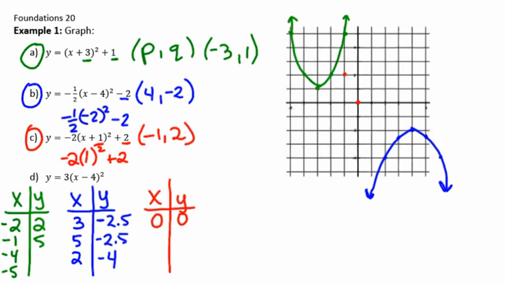On the other side would be negative 2. When x is negative 2, negative 2 plus 1 is negative 1, squared is 1, times negative 2 is negative 2, plus 2 is 0. Again, because it's symmetrical on both sides. We'll try when it's 1. 1 plus 1 is 2. 2 squared is 4, times negative 2 is negative 8, plus 2 is negative 6.